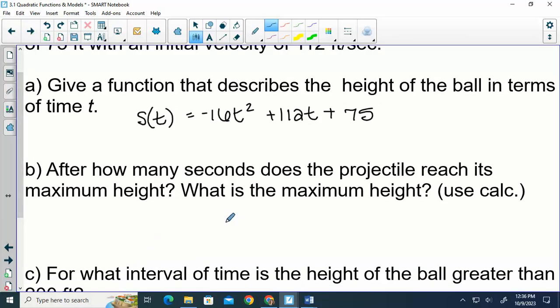All right, after how many seconds does the projectile reach its maximum height? So if I'm asking you about the maximum or minimum, what am I asking you to find? What am I asking you for here?